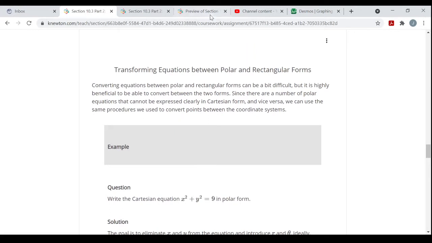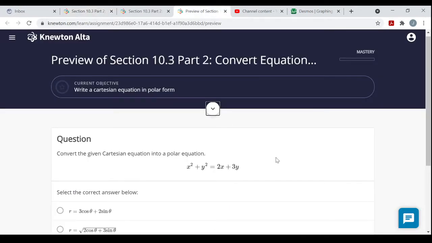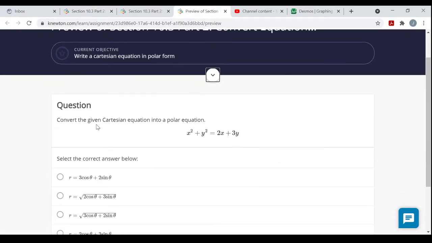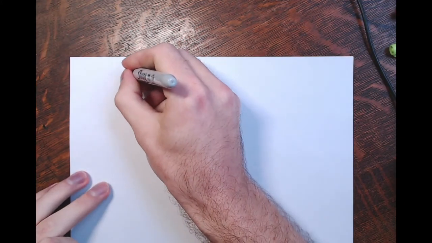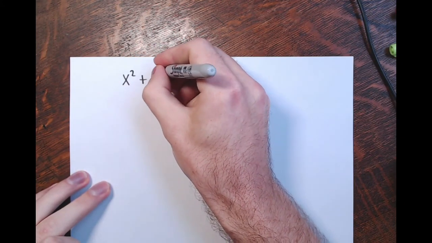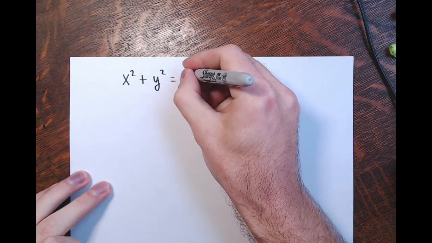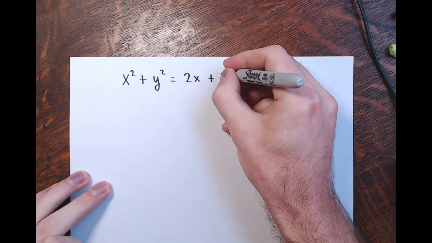Alright, so let's look at our problem. We're given: convert the given Cartesian equation into a polar equation. x squared plus y squared equals 2 times x plus 3 times y. I'll write this out on some paper. So we have this equation: x squared plus y squared equals 2x plus 3y.